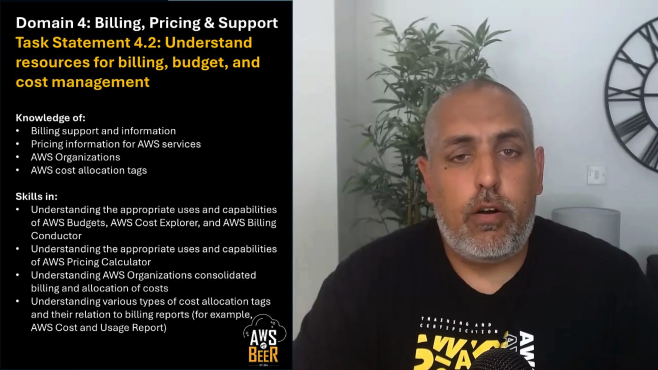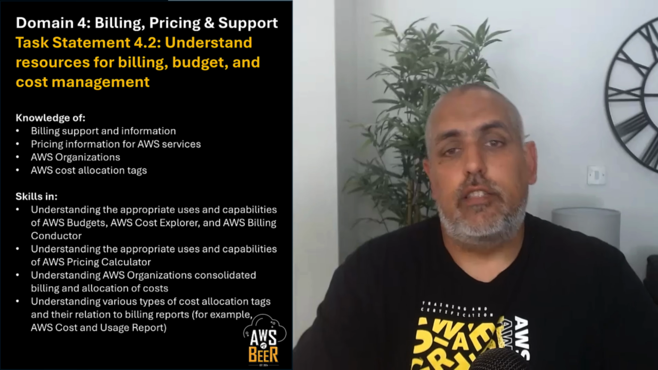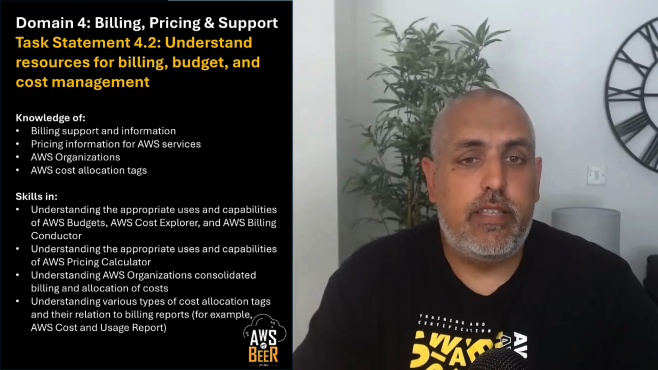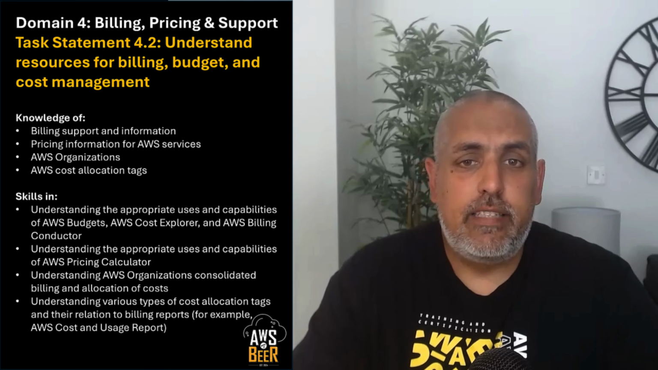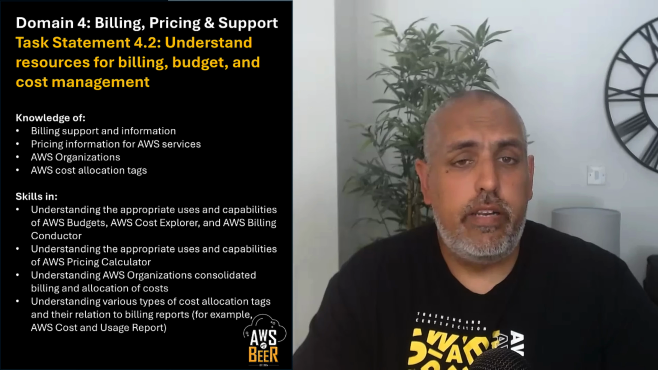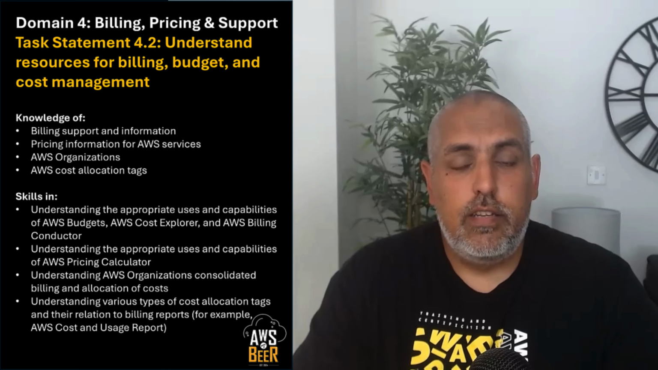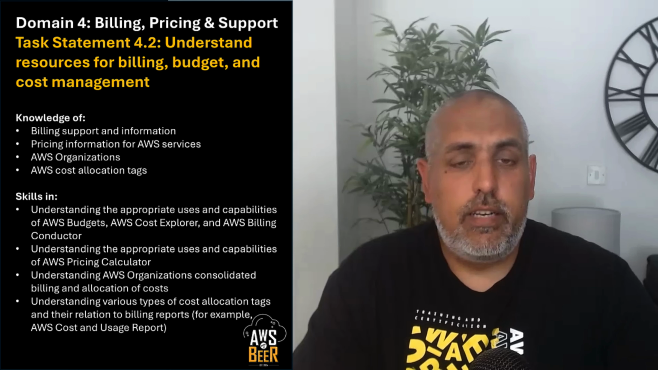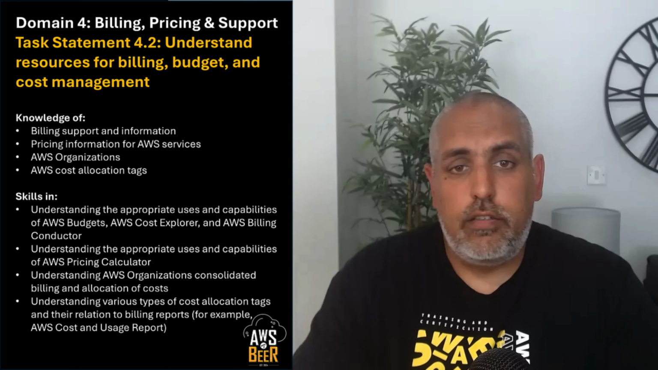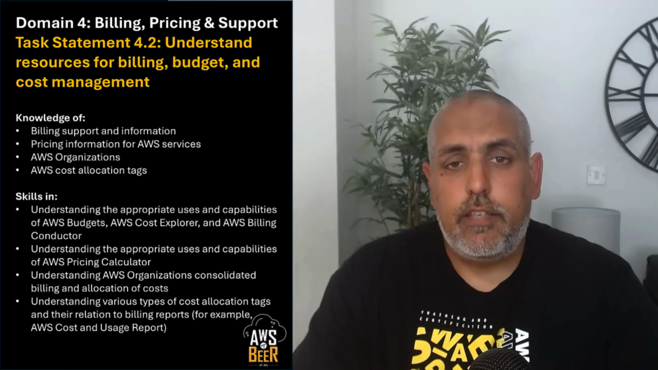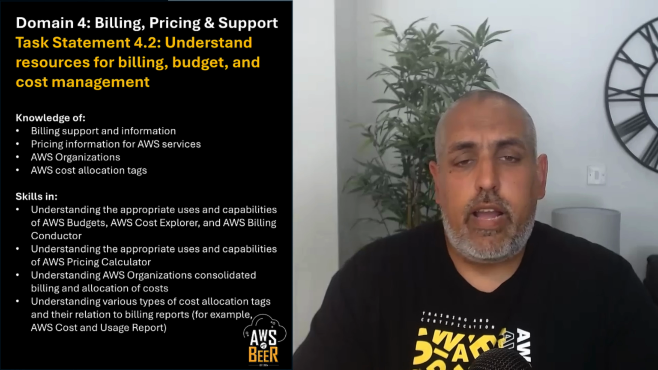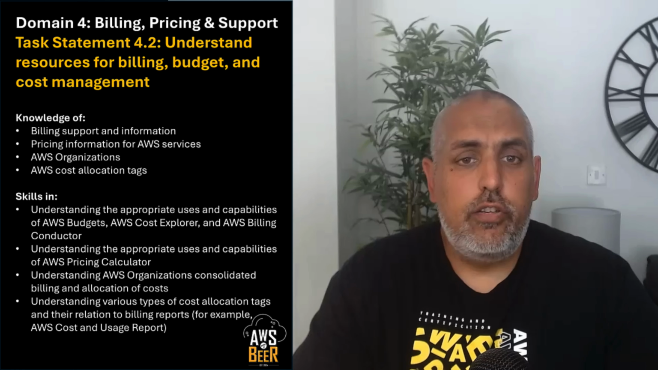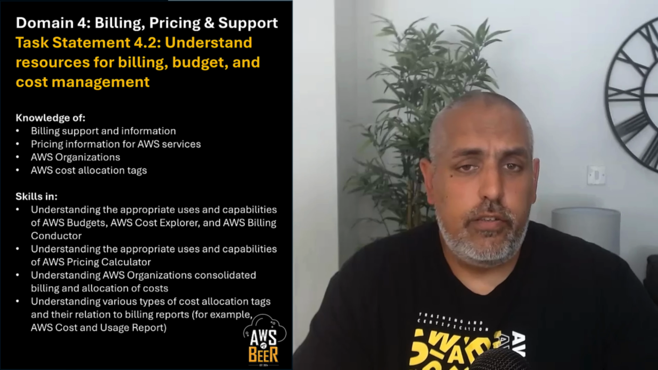A solid grasp of AWS Organizations is essential for managing multiple AWS accounts through consolidated billing. Now, consolidated billing simplifies the payment process by combining charges across multiple accounts into a single invoice, which can lead to cost savings through aggregated usage discounts. This feature is particularly beneficial for enterprises that operate several AWS accounts, as it provides a unified view of all expenses and usage patterns.